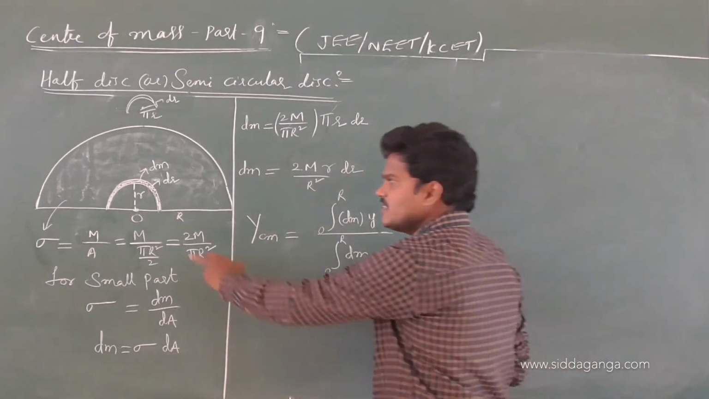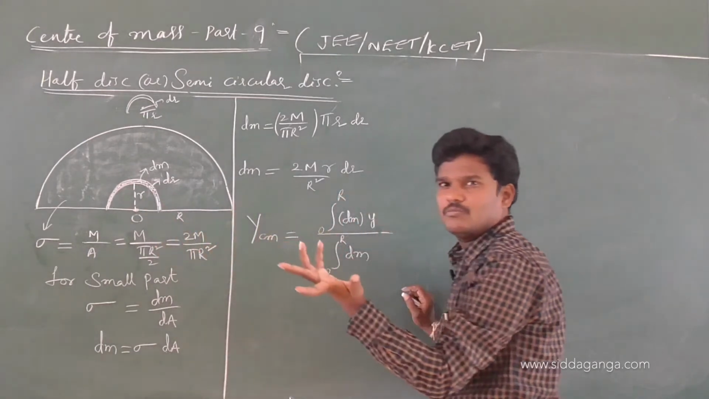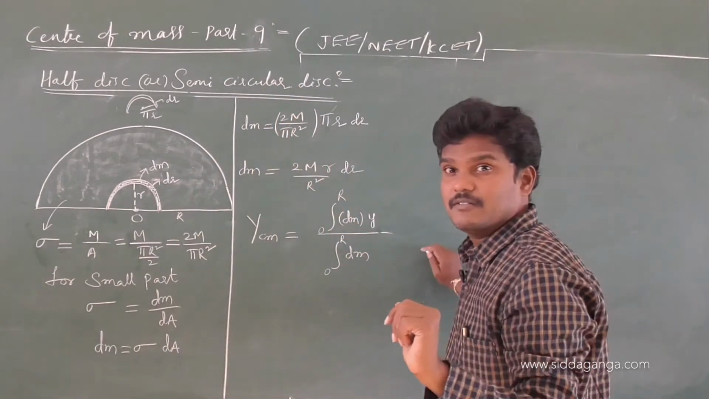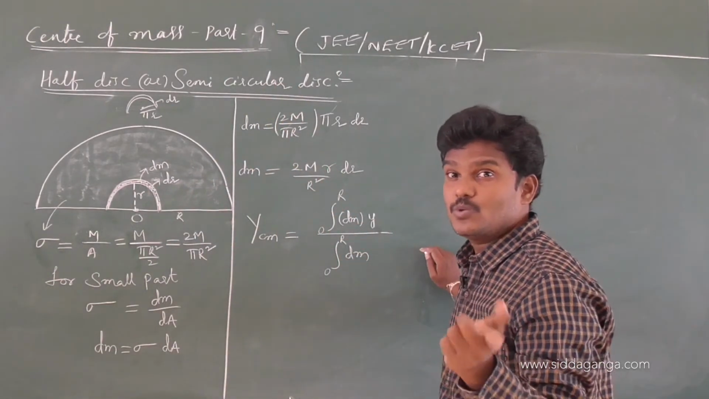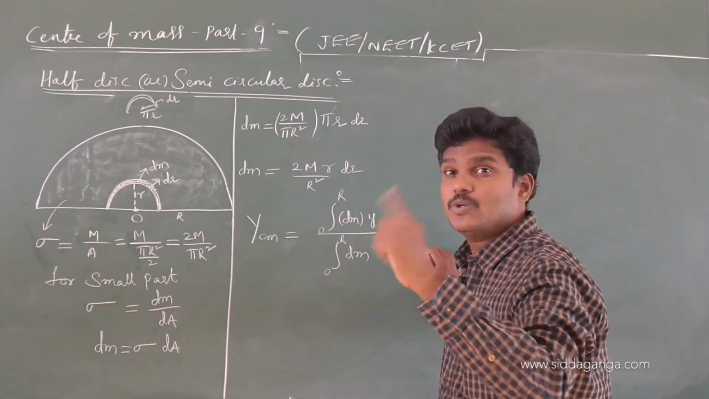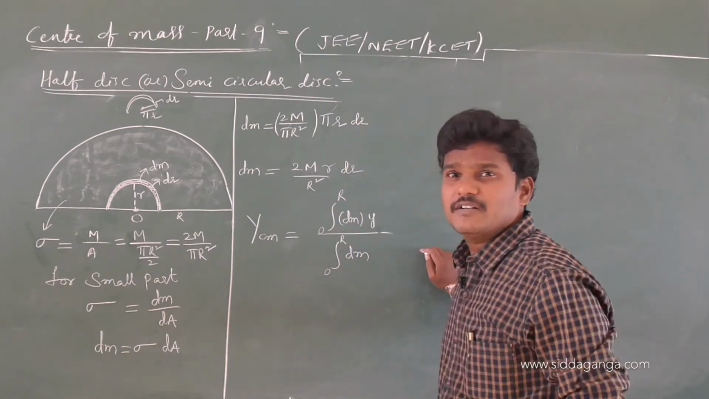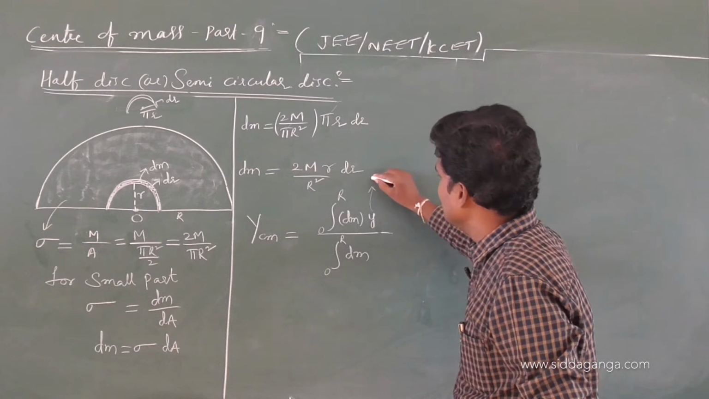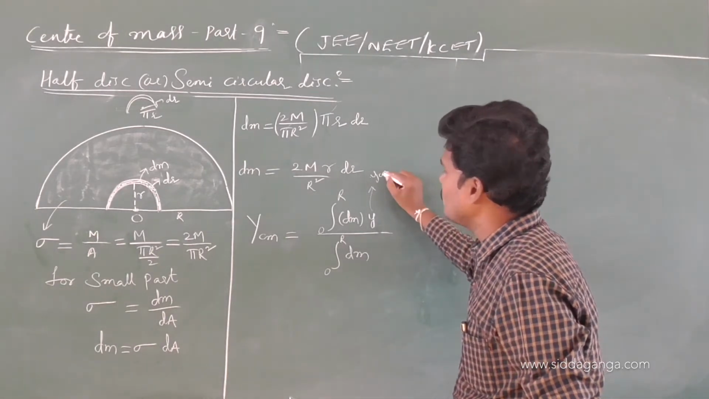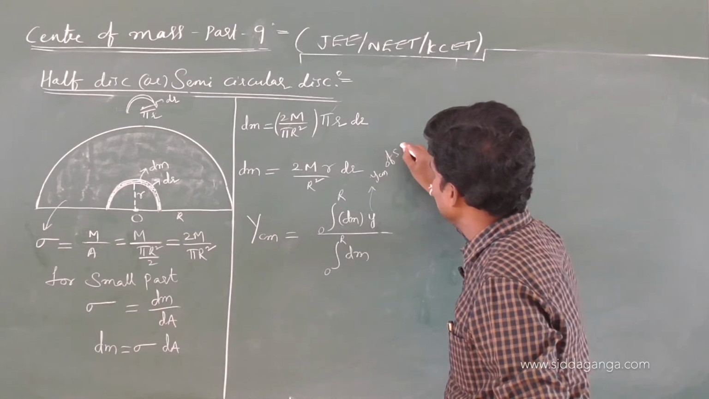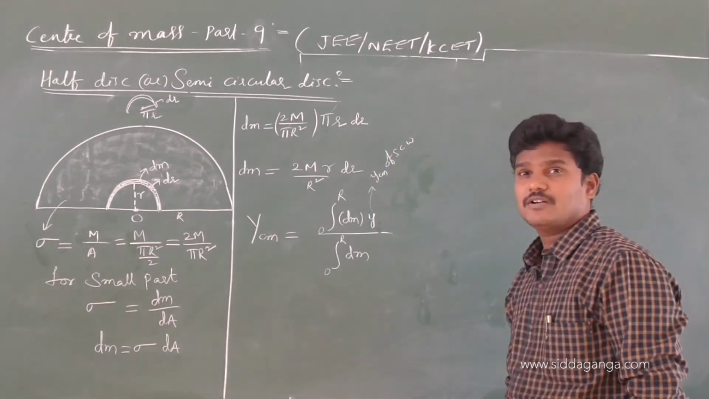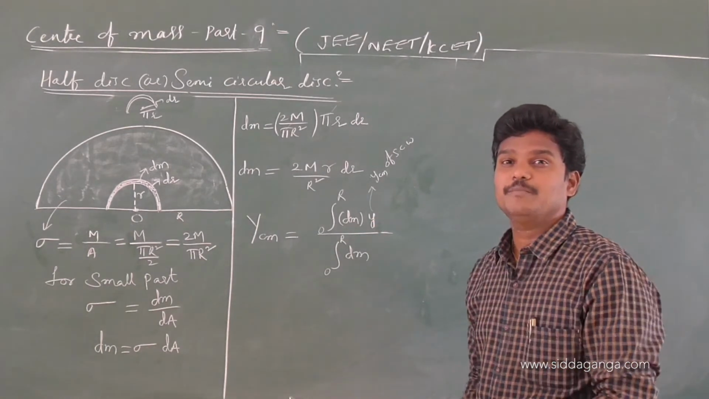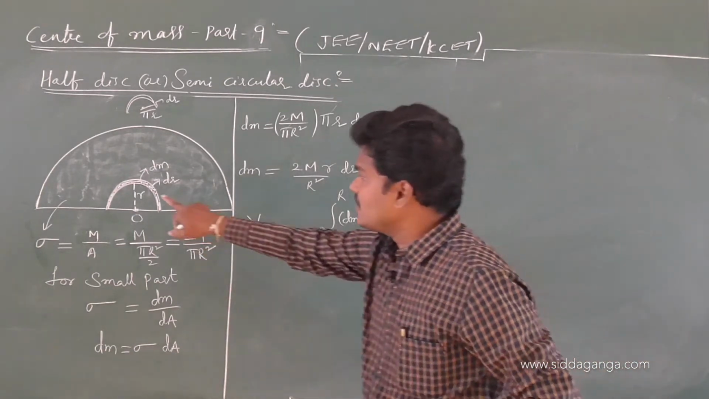Is any x coordinate available for this semicircular wire? No, 0. The y coordinate is there. Y coordinate means the previous answer. What is the previous answer? 2r by pi. If capital R is the radius, 2r by pi. Now what is the radius of this semicircular wire? Small r. Then what is this y? It is the YCM, the y coordinate of the previous semicircular wire. So this y we can replace by 2 small r by pi, where small r is the radius.